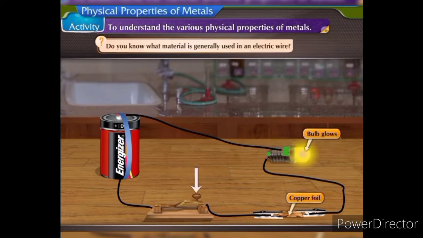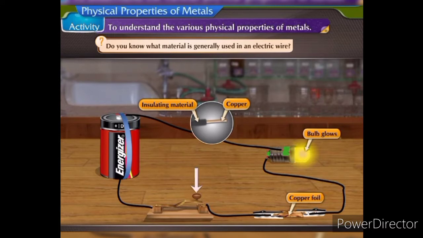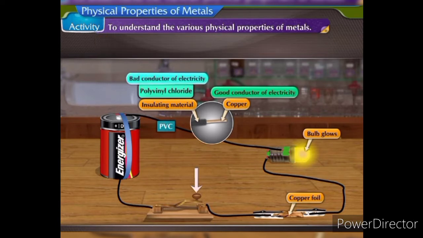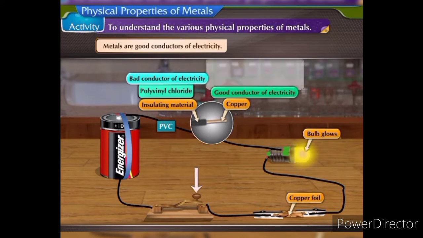Do you know what material is generally used in an electric wire? Electric wires are made of copper and are coated with an insulating material. Copper is a good conductor of electricity. This insulating material is polyvinyl chloride, that is PVC, which is a bad conductor of electricity. We can conclude that metals are good conductors of electricity. Silver, copper, gold, aluminium are good conductors of electricity.